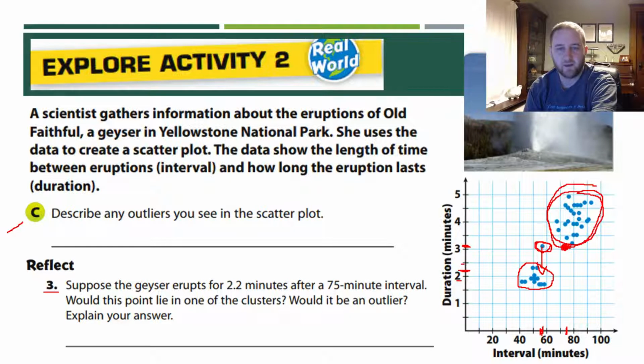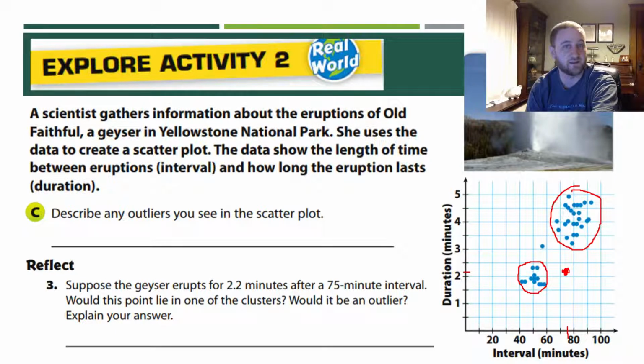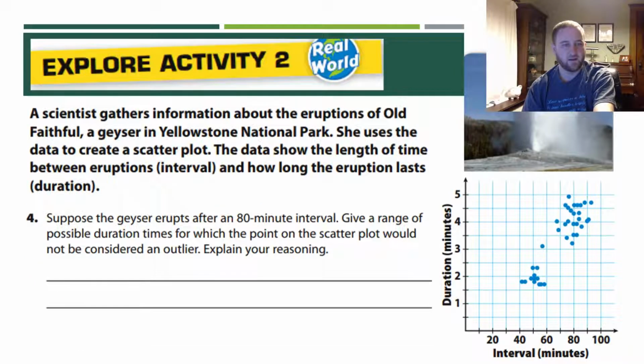Oh, sorry, I messed that up. Some of you probably saw my mistake. So 75 minutes is right here. A 2.2-minute eruption would be right here. So that would make the point right there. Okay, so here's one cluster. Here's another cluster. This point is by itself, right? It's not in one of the clusters. So that would be an outlier. Sorry, I messed that first one up. Okay. All right, and then number 4.